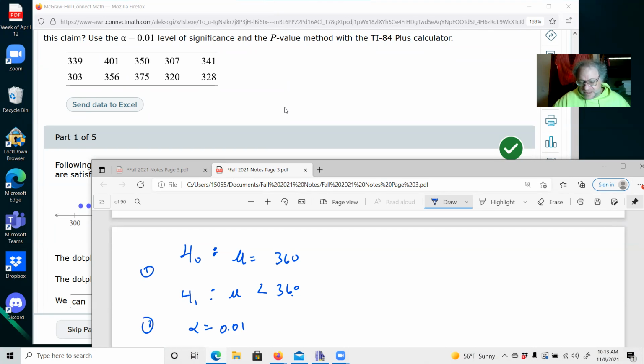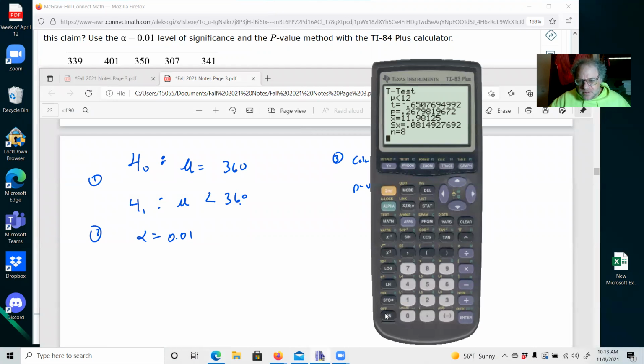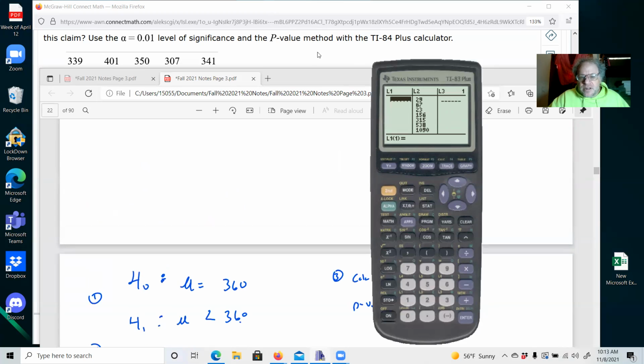Here's our second step. Just break this down. Third step is we're going to calculate our test statistic and p-value. Okay. So we're going to go through a calculator. We're going to clear list 1. All right. And then we're going to go to stat. We're going to edit our list. There we go. We're just going to take these guys in.